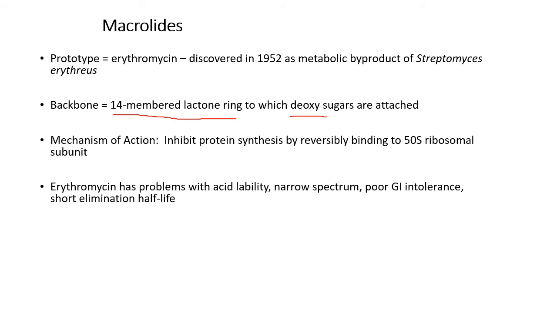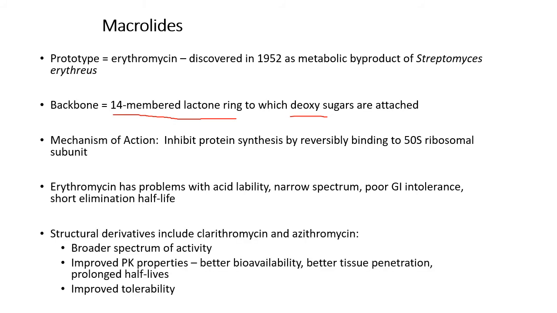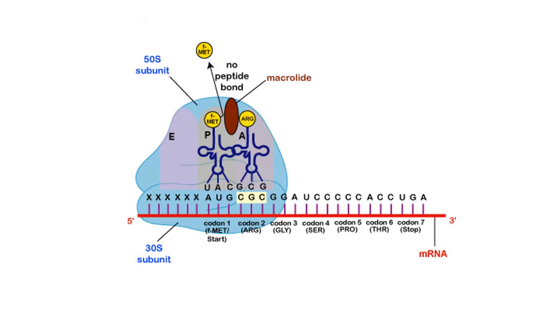Erythromycin has problems with acid lability, and it's a rather narrow spectrum. It's not tolerated well in the gastrointestinal tract and is routed out rather quickly from the system. But there are derivatives of this. Erythromycin is not used much now, but other drugs are, such as clarithromycin and azithromycin. These have a broad spectrum of activity, better pharmacokinetics, and improved tolerability.